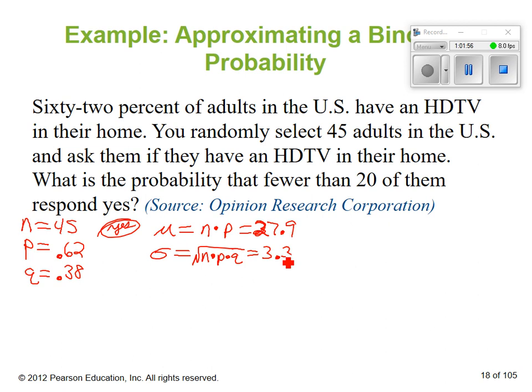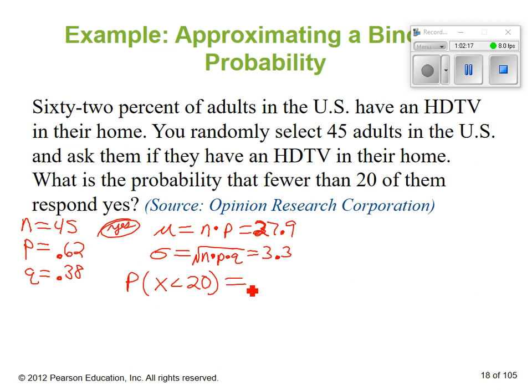Now we want to find the probability that fewer than 20. So we want the probability of fewer than 20. How am I going to write that? Fewer than 20. Less than 20. The bad thing is that won't work.